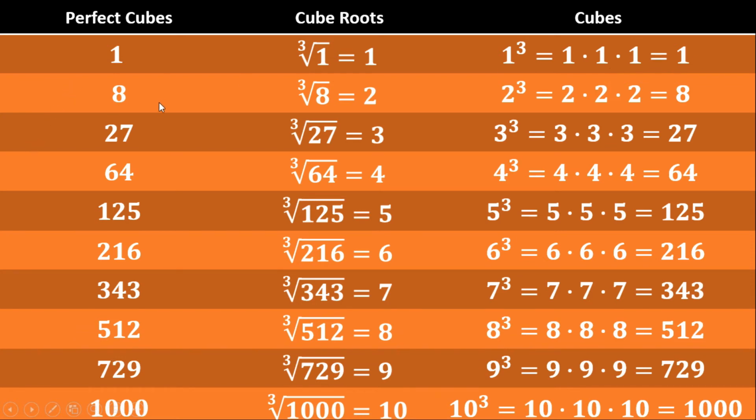Another example, 8 is also a perfect cube. And when we get the cube root of 8, that is equal to 2. Because 2 cube is the same as 2 times 2 times 2, which is equal to 8. So, nakalista rito lahat ng perfect cube from 1 to 1,000. That is 1, 8, 27, 64, 125, 216, 343, 512, 729, and 1,000.